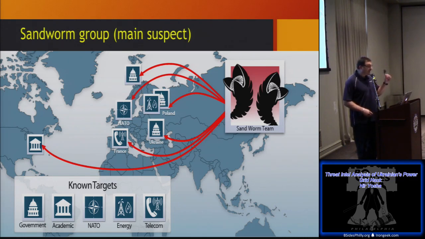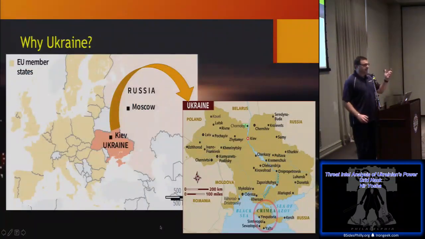And the history shows that that specific group, historically, is after governments and critical infrastructures, which kind of makes sense. But why Ukraine? And this is kind of my interpretation. Actually, my wife is from Russia and I'm from Israel, so we know a little bit about politics around Europe.